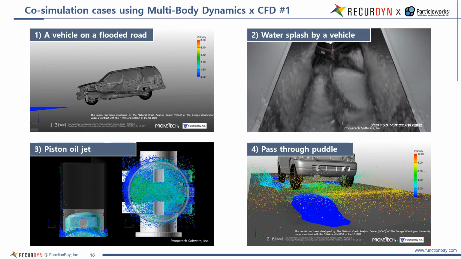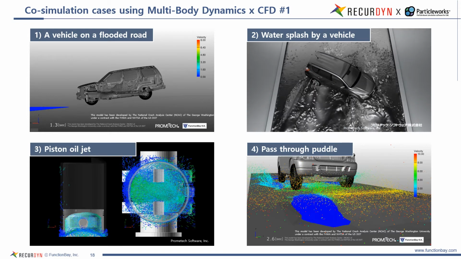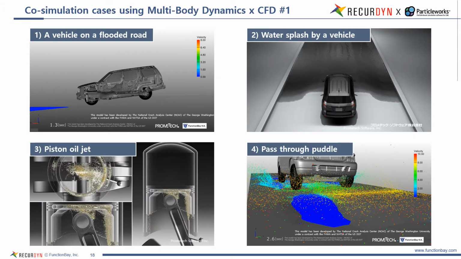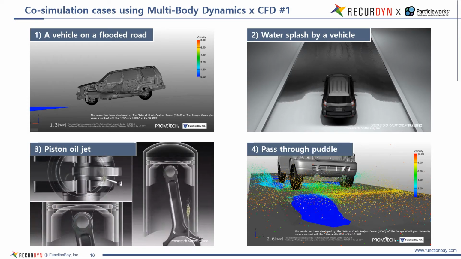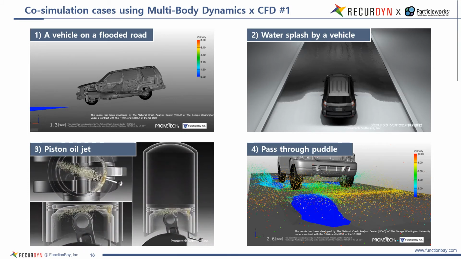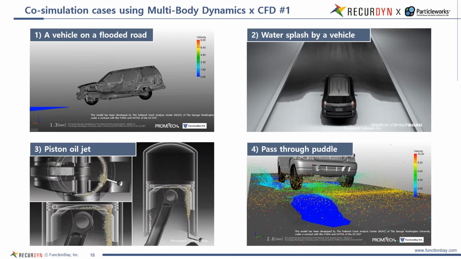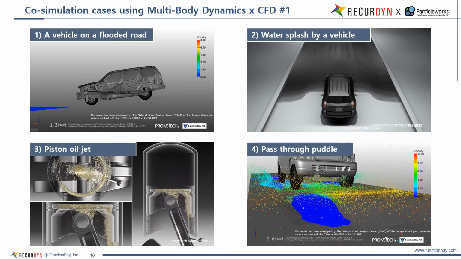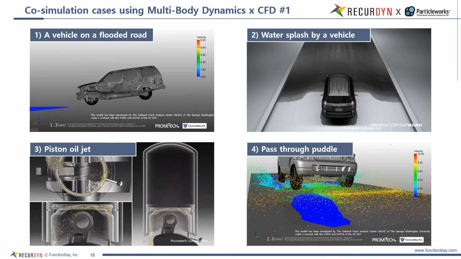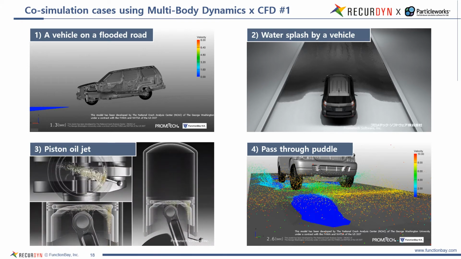The second one is about the behavior of water splash due to a vehicle. The third one is the simulation of oil jet behavior of a piston. Since the piston operates at a high speed, it is not easy to observe the oil jet behavior by experiment. At this time, oil jet behavior can be predicted through the co-simulation of multibody dynamics and particle-based CFD.